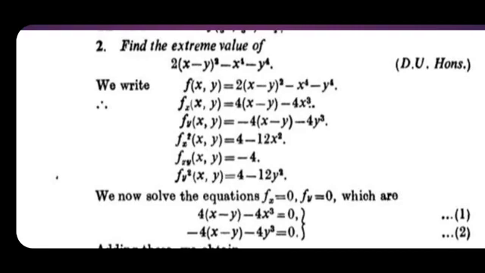If we do the partial differentiation of fx with respect to x, that means we get fx square of x comma y. That will be, if we do the partial differentiation of x minus y, x differentiation is 1 and y is 0. So here 4 into 1, that will be 4. And x cube differentiation is 3x square. So 4 into 3, 12x square. So we got fx square is equal to 4 minus 12x square.